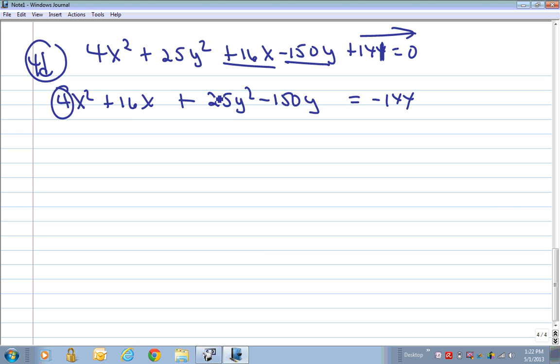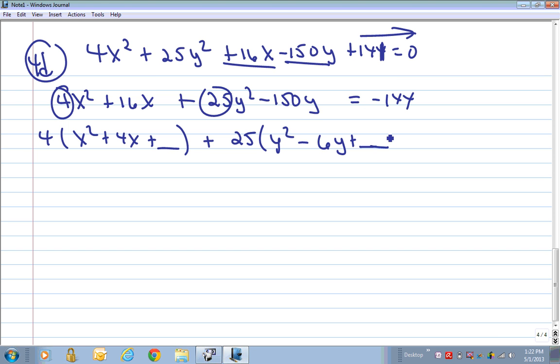Okay, again, we have these coefficients we need to factor out. So we'll take out the 4 in the front, and we will get x squared plus 4x. And now we can put our plus blank. Keep our plus sign, factor out the 25, and get y squared minus 6y plus blank equals negative 144, and we're going to have two blanks. The first blank, remember, will be multiplied by 4. The second blank by 25.